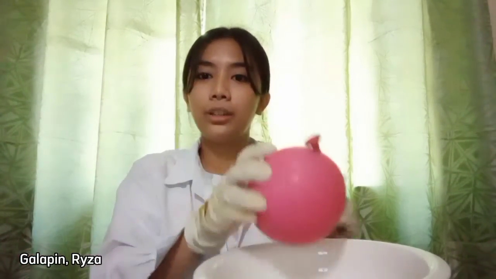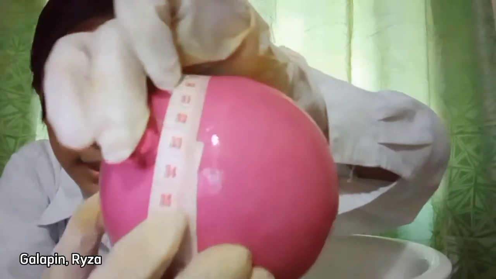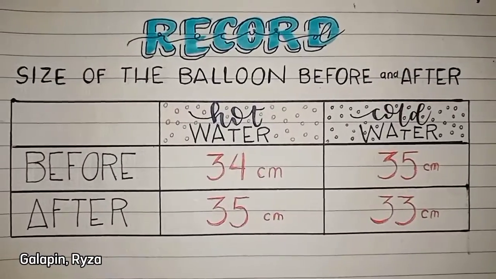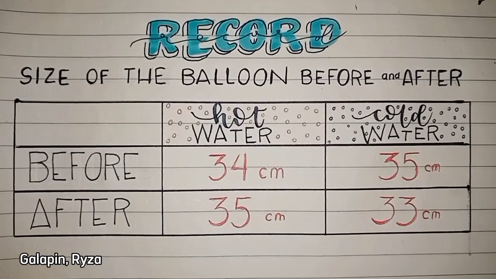Now let's see what happens when we put the balloon into the bowl with ice. Now, let's measure the circumference of the balloon. The circumference of the balloon is now 33 cm. Here is the final result of our experiment of Charles' Law.